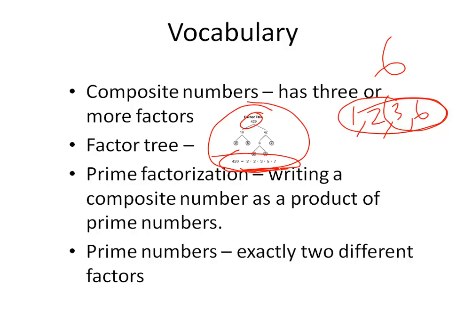Prime numbers have exactly 2 different factors. Any number that only has 2 factors, itself and 1, is a prime number.